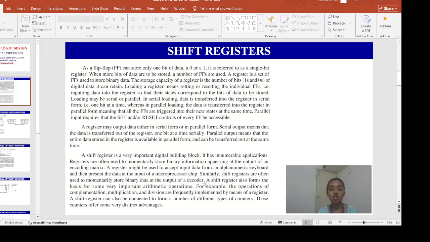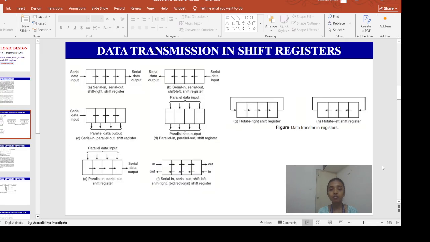A shift register also forms the basis for some very important arithmetic operations. For example, the operations of complementation, multiplication, and division are frequently implemented by means of a register. A shift register can also be connected to form a number of different types of counters. A counter is a device that is used to count clock pulses. We will see that afterwards. These counters offer some very distinct advantages.